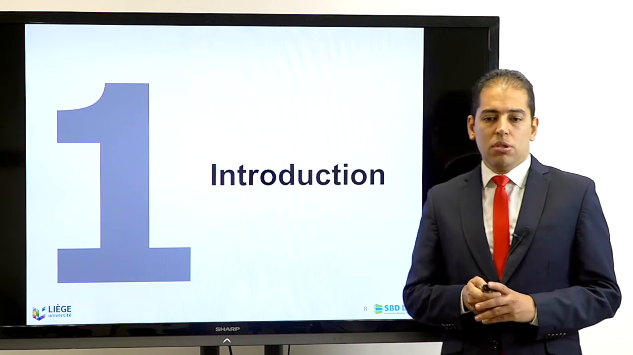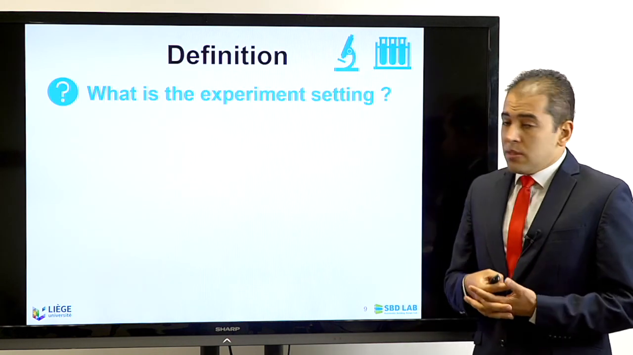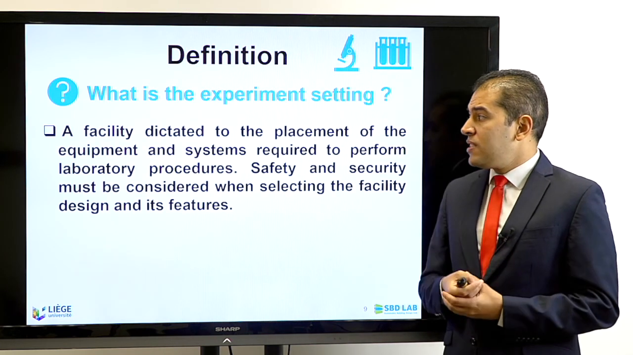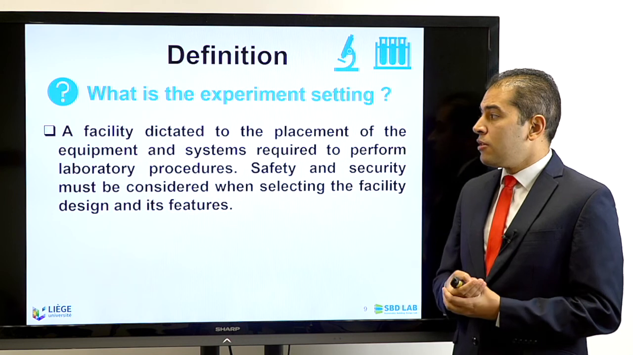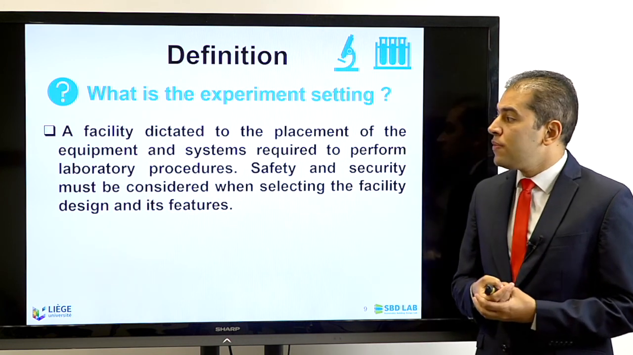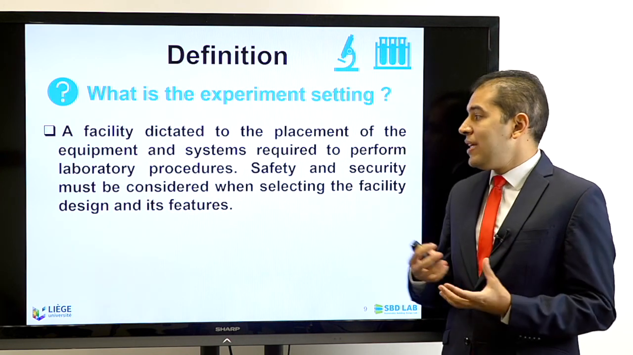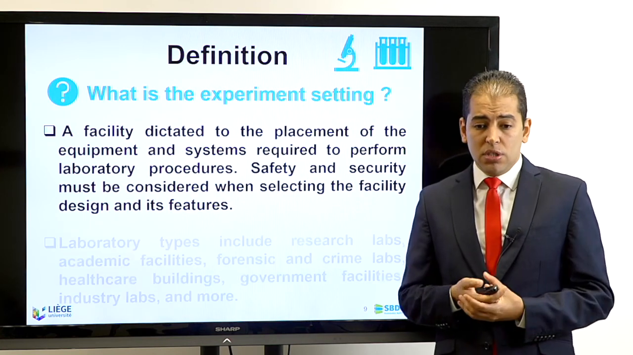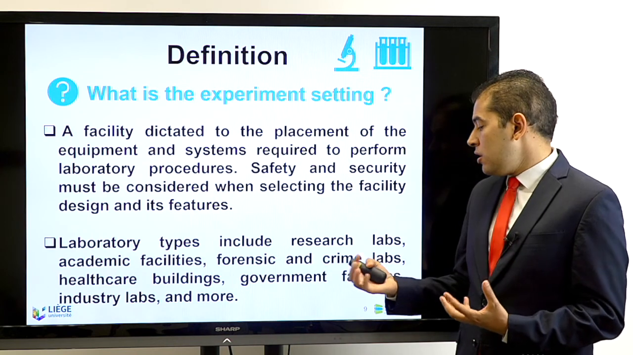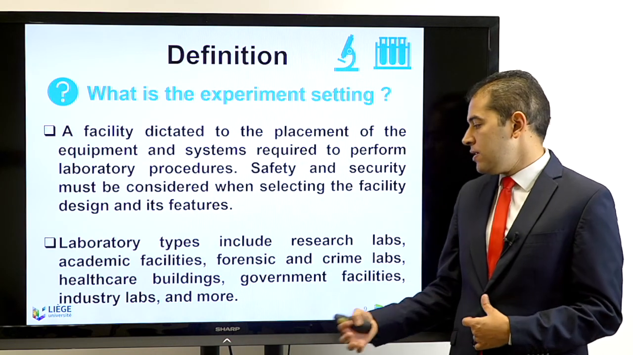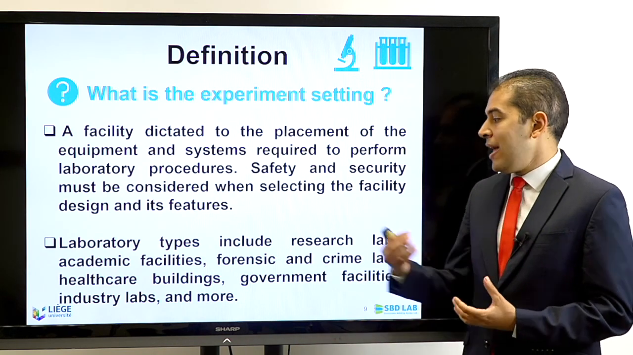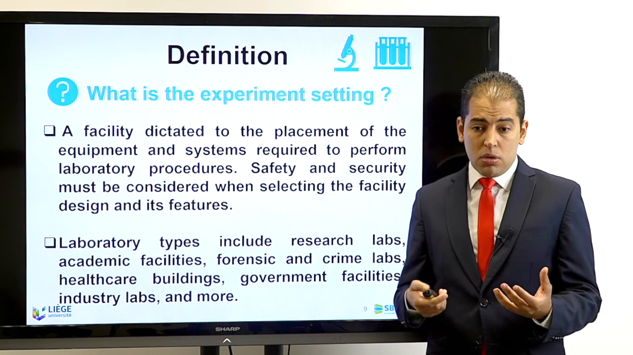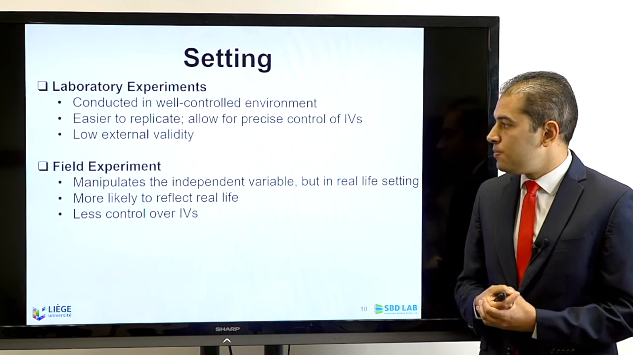So let's start with the introduction. What is the experimental setting? Simply, it's a facility dedicated to the placement of the equipment and systems required to perform laboratory procedures. Safety and security must be considered when selecting the facility design and its features. Laboratory types include research labs, academic facilities, forensic and crime labs, healthcare buildings, government facilities, industry labs, and more. So it's important to keep this in mind.